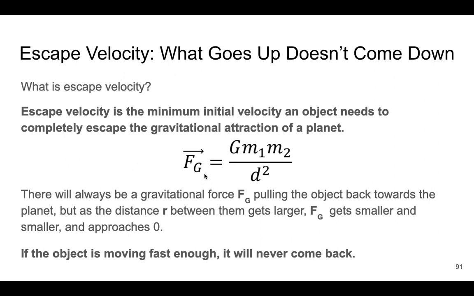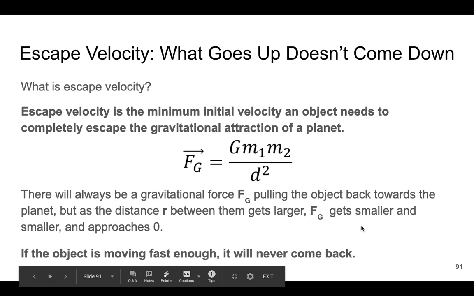This is the formula for force due to gravity between two masses. But what I want you to notice is, again, that as the distance starts to get big, the force starts to get small. So no matter how far away you are from a planet, that planet is always going to be trying to pull you back. However, as you get further and further away, the strength of that force gets smaller and smaller. Basically, if you're moving fast enough when you leave, once you get very far away and the planet is barely pulling on you, if you're still moving away, you're not going to go back to the planet. You're not going to come back down. So if the object is moving fast enough, it will never come back.